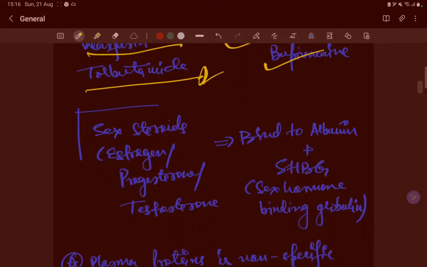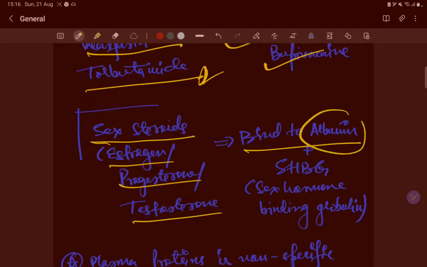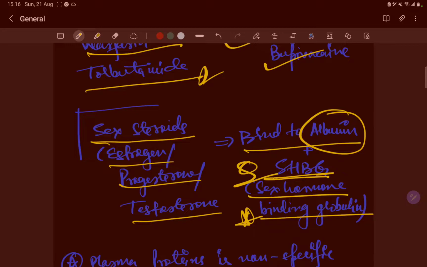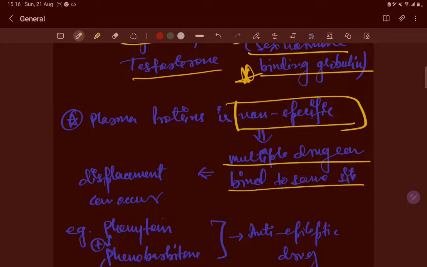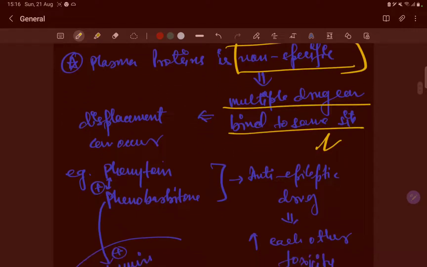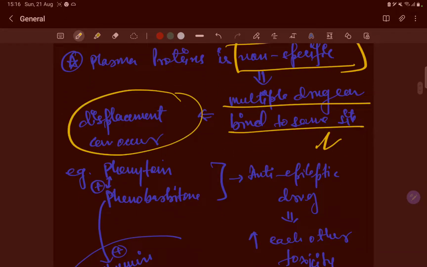tolbutamide. Now other things like sex steroids, estrogen, progesterone and testosterone, bind to albumin and also bind to sex hormone binding globulin. This is an important concept. The plasma protein is non-specific. Multiple drugs can bind to the same site, so there will be displacement.